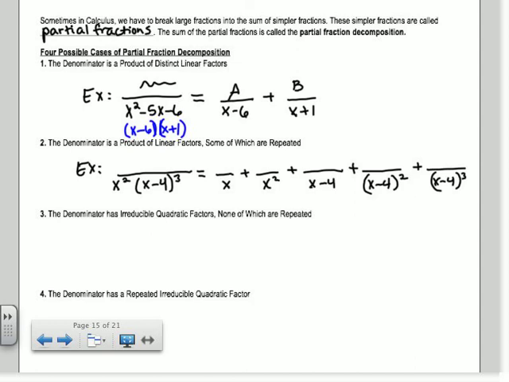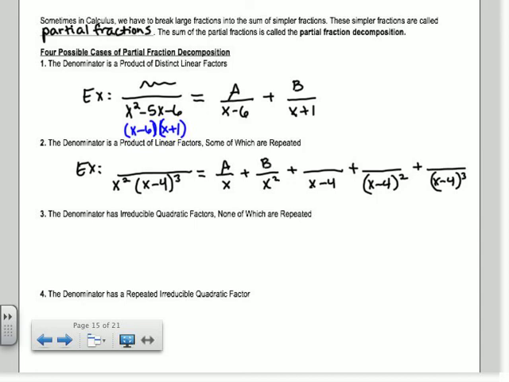Okay, now I told you the numerator is going to be 1 degree less, but when it comes to these repeated factors, you're just talking about what's in parentheses. So it's 1 degree less than what was in parentheses for the repeated. So if I have x on top, I could have a number, just A. X squared, that's repeated. It was x times x, so it's just B.